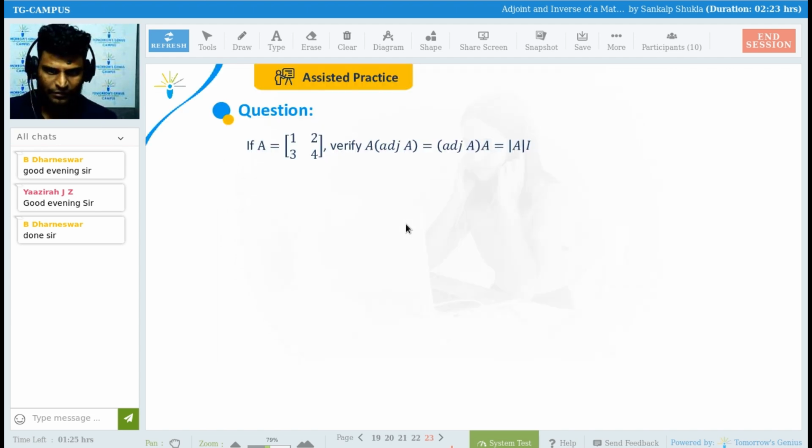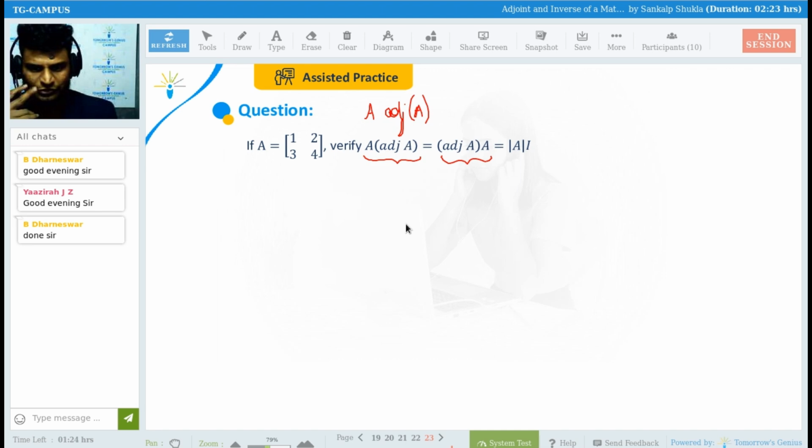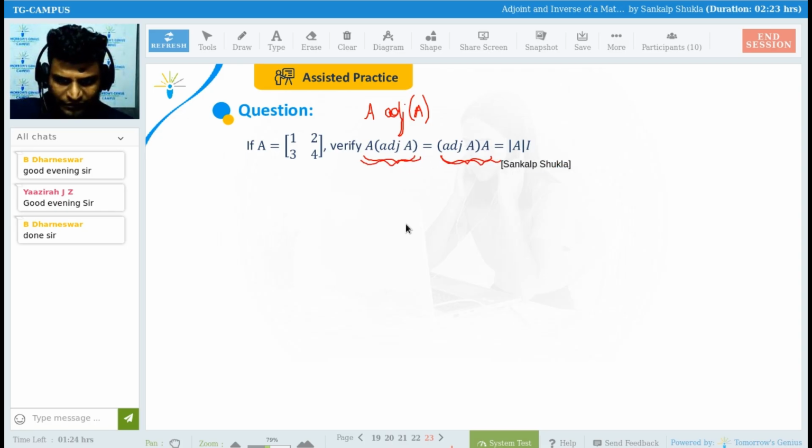Completed. Fine. Okay. So now this is the question which is based on property. You have to verify A into adjoint A and adjoint A into A is mod A into I or not. So I think the process is clear to you. You have to first find adjoint A and then multiply it by A. So there are two steps involved in this question. First you have to find the adjoint and then you have to find the multiplication of that adjoint with the matrix itself, A. Please find this and check whether both are equal or not.